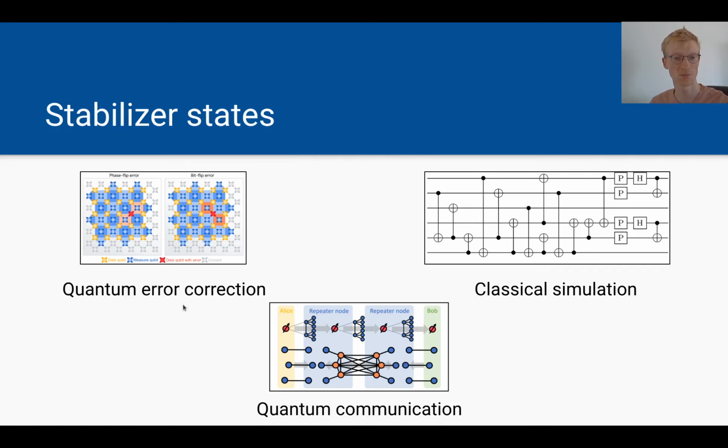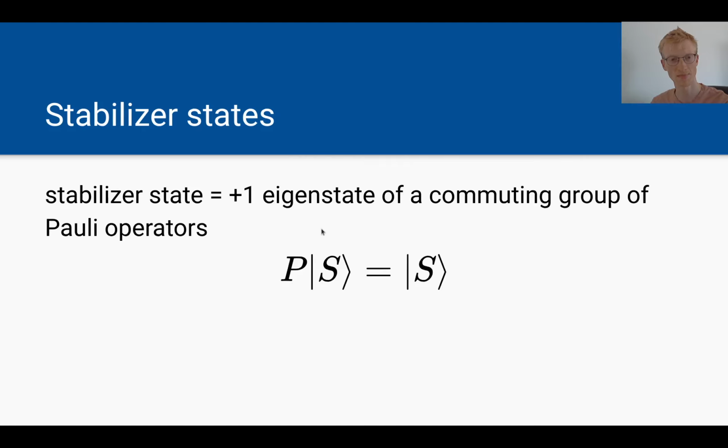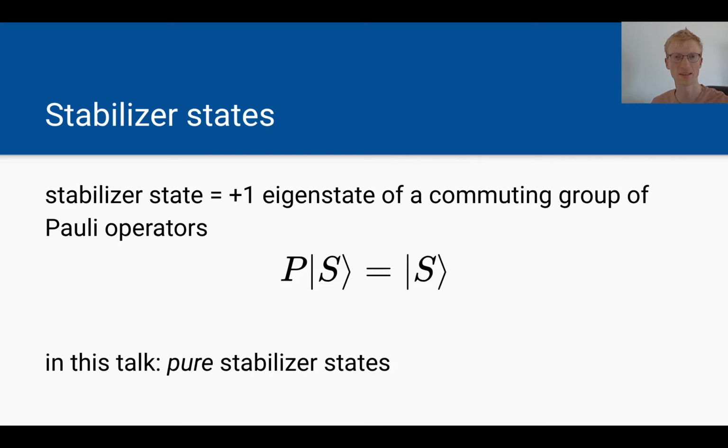In particular, some prominent applications of stabilizer states can be found in areas such as quantum error correction, classical simulation, and also quantum communication, to name just a few. However, stabilizer states from a mathematical point of view are just +1 eigenstates of a commuting subgroup of Pauli operators. So, states S that fulfill this eigenvalue equation here simultaneously for a group of Pauli operators that is usually called the stabilizer group. And in particular, in this talk, whenever I say stabilizer state, I mean pure states.